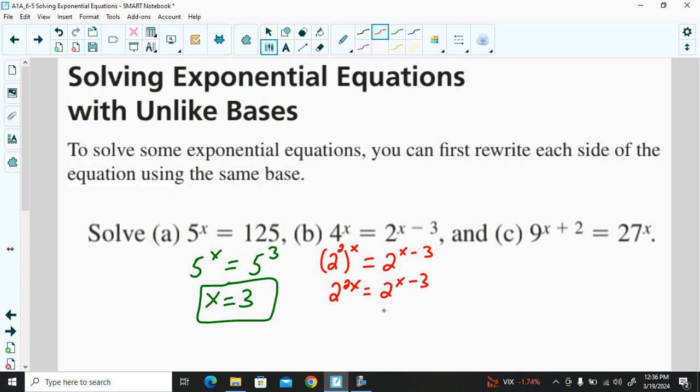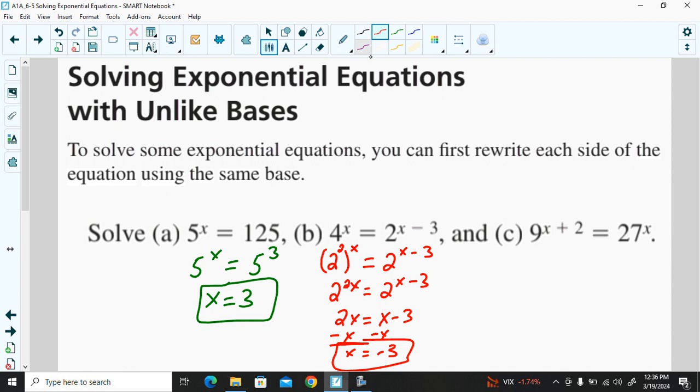Now we can put the exponents equal to each other. Oh, my bad. Let's redo that. We get 2x is equal to x minus 3. We subtract x, and we get 1x is equal to negative 3.